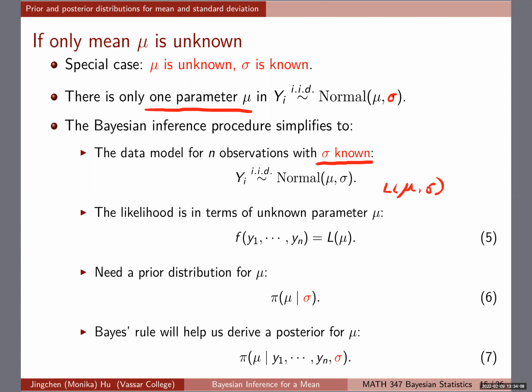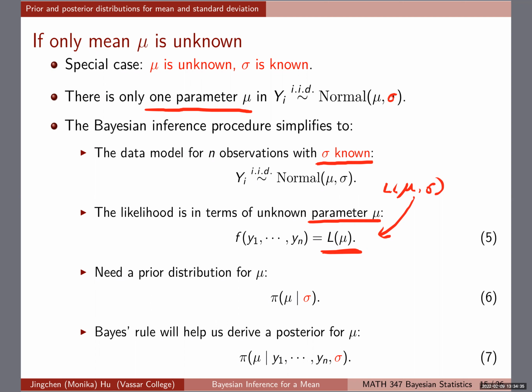But now, because we only have one unknown parameter, we're only going to write it as a function of mu, even though sigma will still be in the form. We only care about mu, so we're going to write out the likelihood function as a function of the unknown parameter. Okay, so this is from the two-parameter model to the one-parameter model. This is a simplified version, but working through it will give us some insight into how to work with two parameters later.